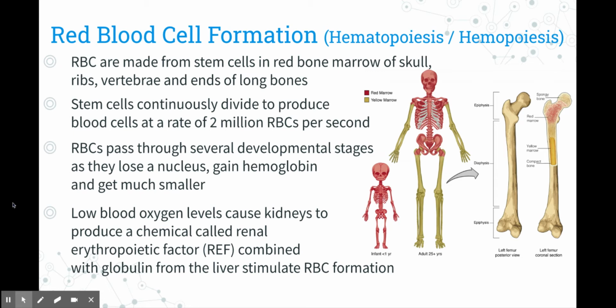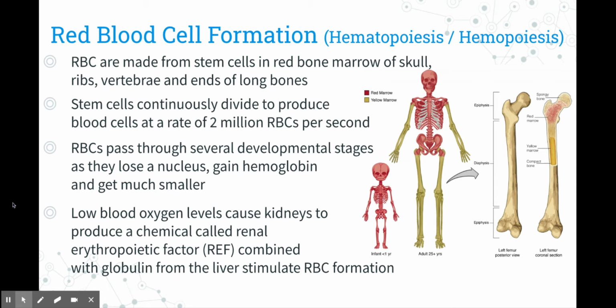The stem cells found there are continuously dividing to produce new red blood cells at a rate of about 2 million per second. There are several developmental stages. They do begin with a nucleus, but as they gain hemoglobin, they lose that nucleus and shrink in size to help them flow more easily through the narrow capillaries.